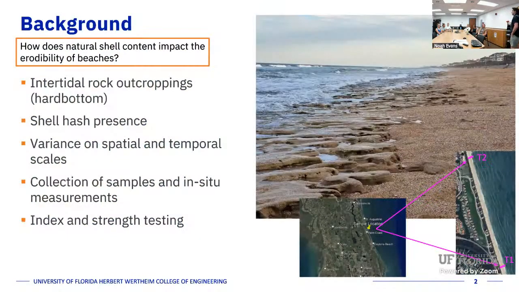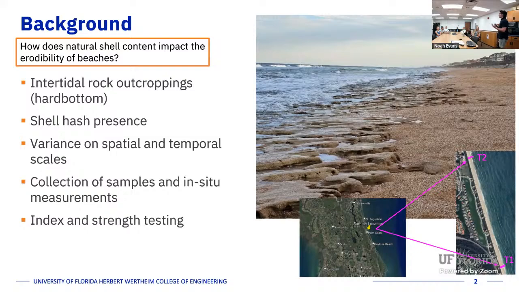Okay, so to give a little bit of background on why this issue came up and why this is something that we're actually interested in, this started as part of the project looking at intertidal rock outcroppings and how these features on beaches can impact the soil and the sediment movement along these beaches. So one of the big things that we noticed when looking at these features is that they accumulated this shell hash, and this presence of shell hash was something that we were interested in, looking at how along the beach spatially and with time, how this then impacted the overall geomechanics of the beach.